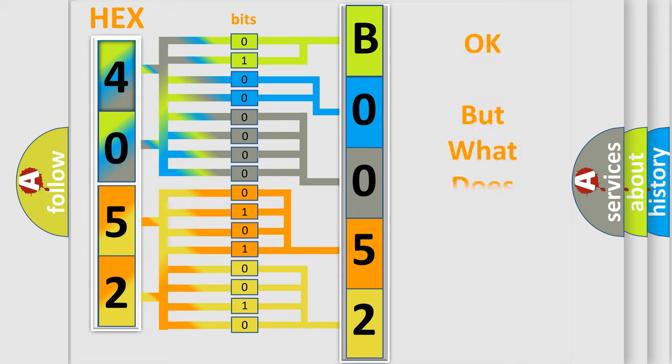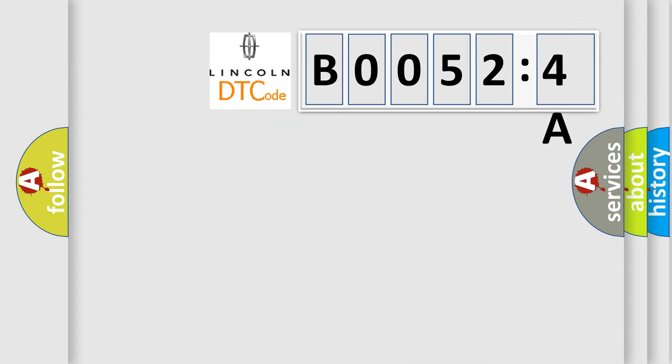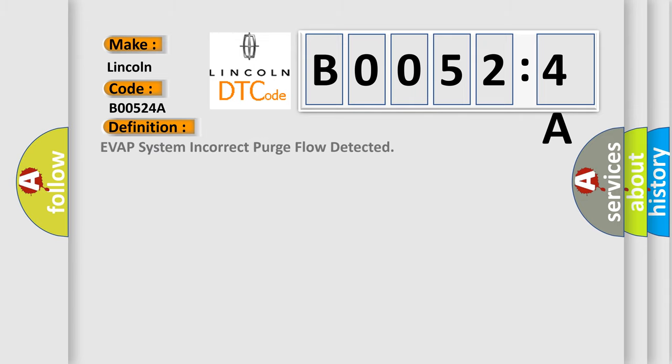The number itself does not make sense to us if we cannot assign information about it to what it actually expresses. So, what does the Diagnostic Trouble Code B0052-4A interpret specifically for Lincoln car manufacturers? The basic definition is EVAP system incorrect purge flow detected. And now this is a short description of this DTC code.